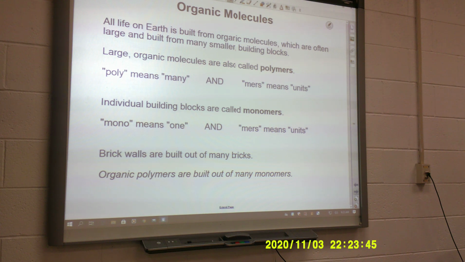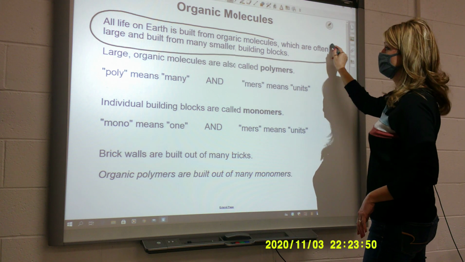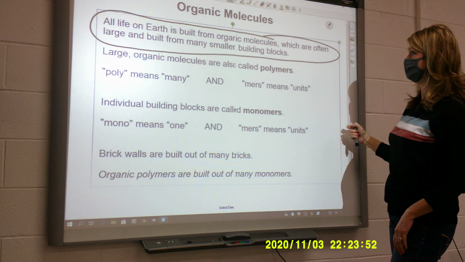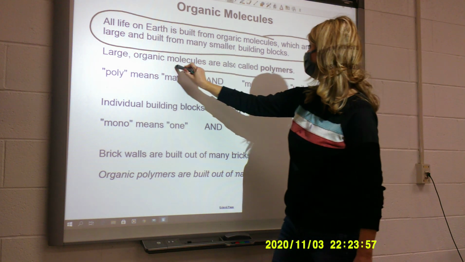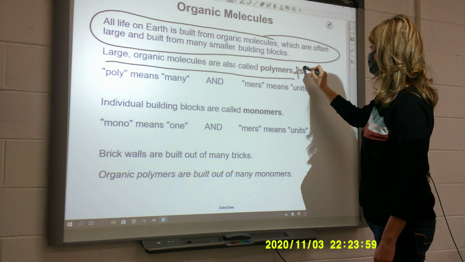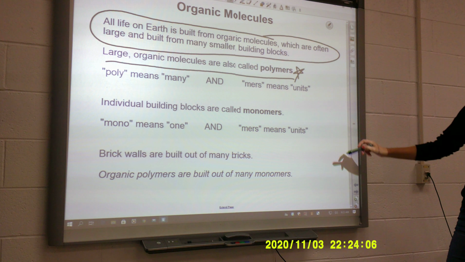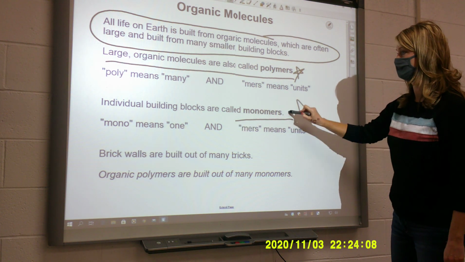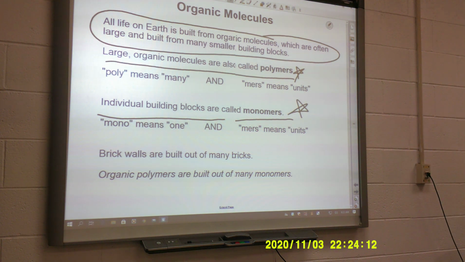Organic molecules. All life on Earth is built from organic molecules, which are often large and built from many smaller building blocks. Large organic molecules are called polymers. Poly means many, and mers means units. Individual building blocks are called monomers. Brick walls are built out of many bricks. Organic polymers are built out of many monomers.